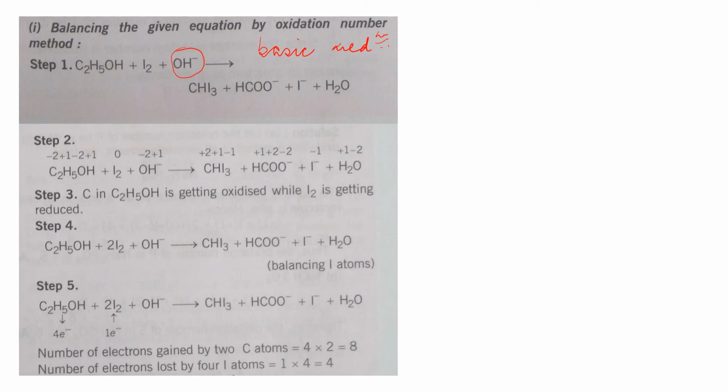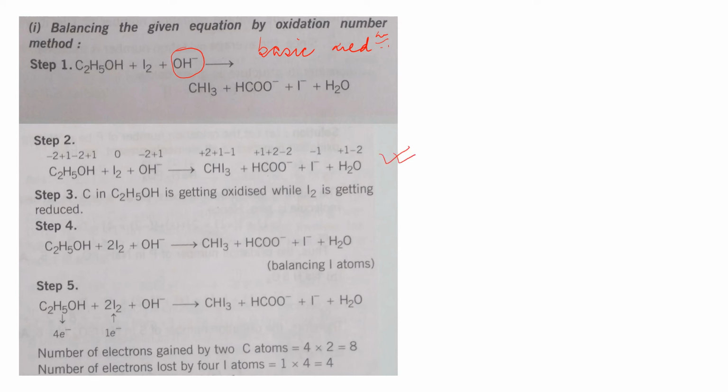This is very important to know, otherwise it will be very difficult for you to balance oxygen and hydrogen in the last step. Now after writing the equation, your next step is to write the oxidation number of all the atoms. So this is your step number 2.